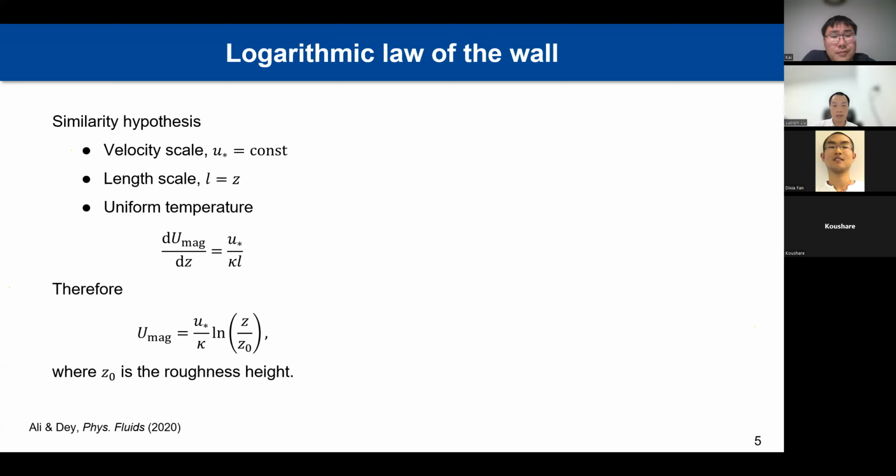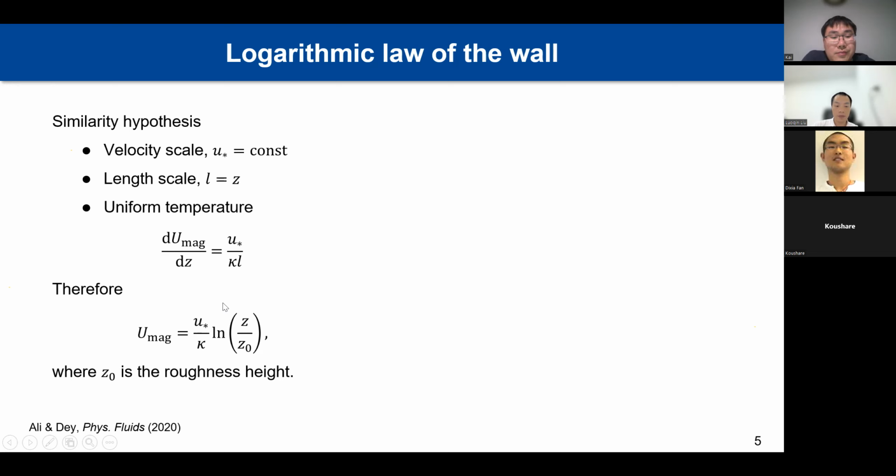And on the other hand, the length scale, or the mixing length scale, is taken as the coordinate. And in addition, we don't consider the thermal stratification case. Under these assumptions, the velocity gradient can be written like this. Then by integrating, we can get this log law.